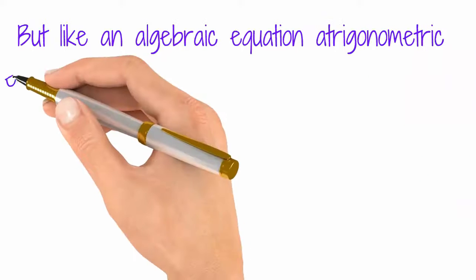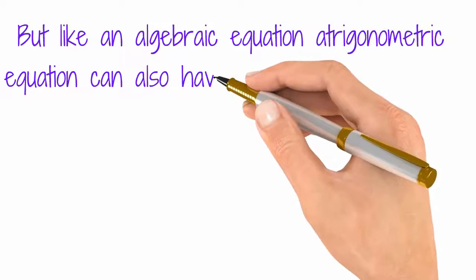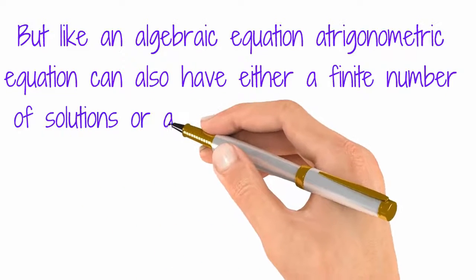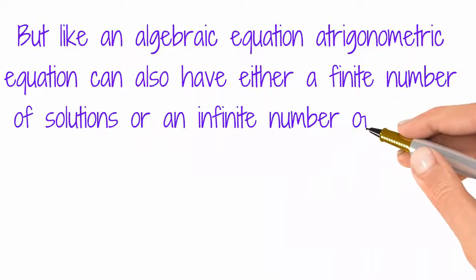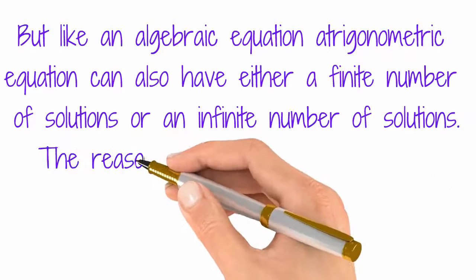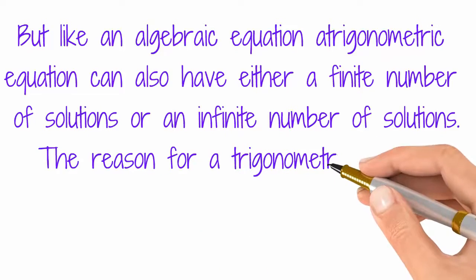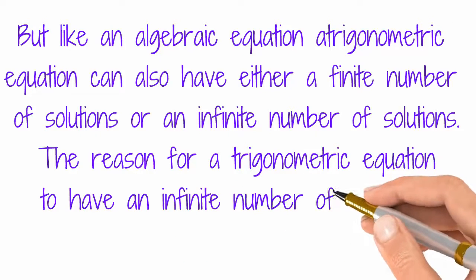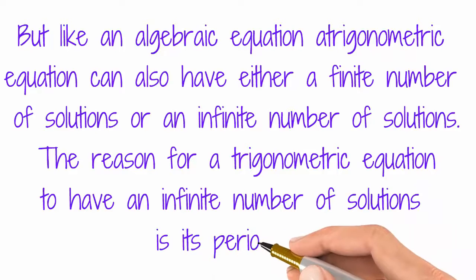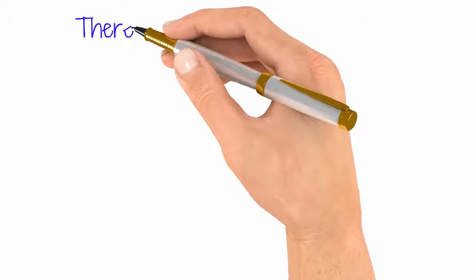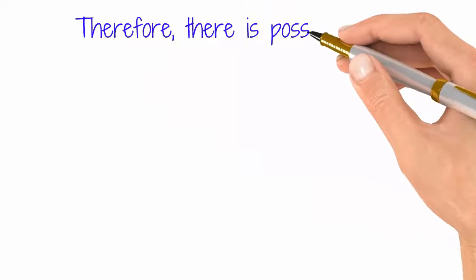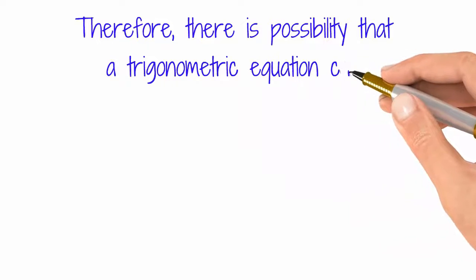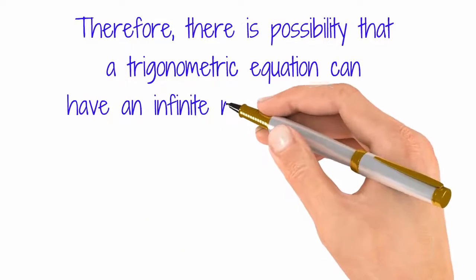But like an algebraic equation, a trigonometric equation can also have either a finite number of solutions or an infinite number of solutions. The reason for the trigonometric equation to have an infinite number of solutions is its periodicity. Therefore, there is a possibility that a trigonometric equation can have an infinite number of solutions.